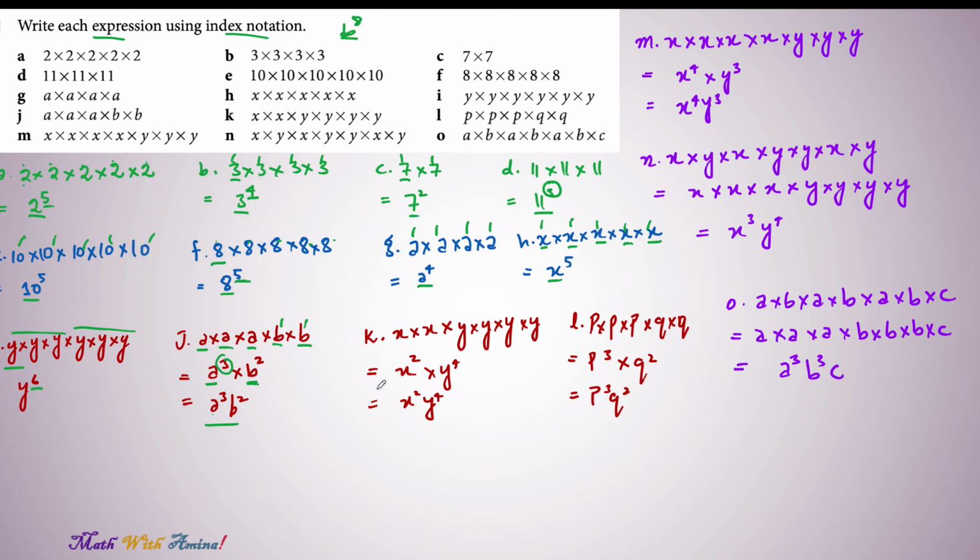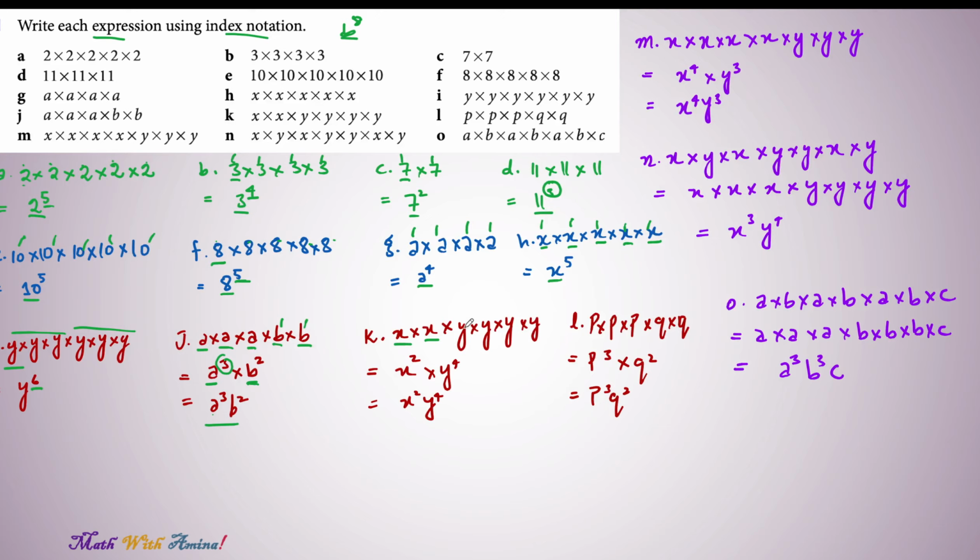x multiplied by x multiplied by y multiplied by y multiplied by y multiplied by y. So in here again we are having two variables. We are not going to combine the exponents or the indices, but we are going to count it and express it separately for each variable. So in here x, this is the base, and the index would be 2, because it appears twice in multiplication.